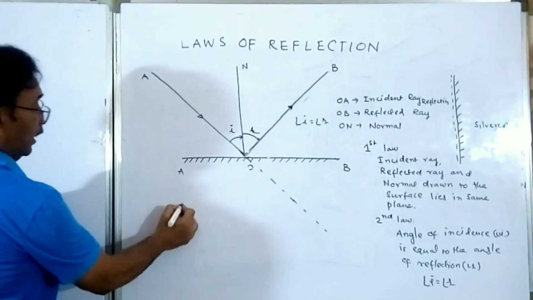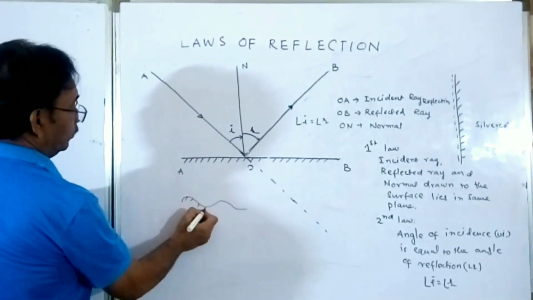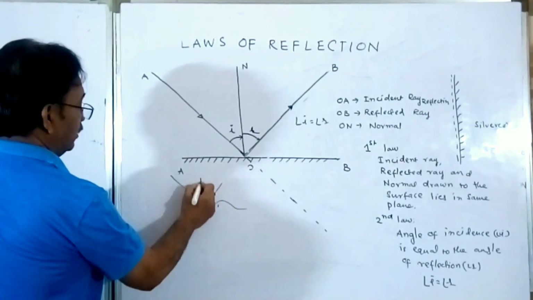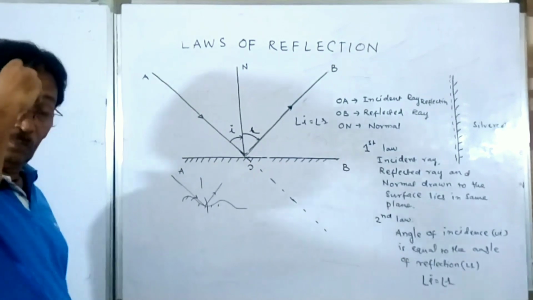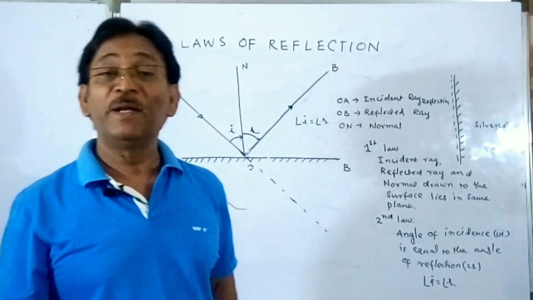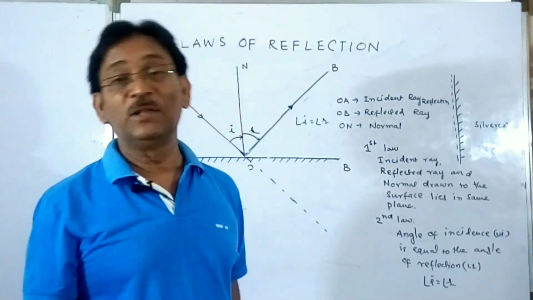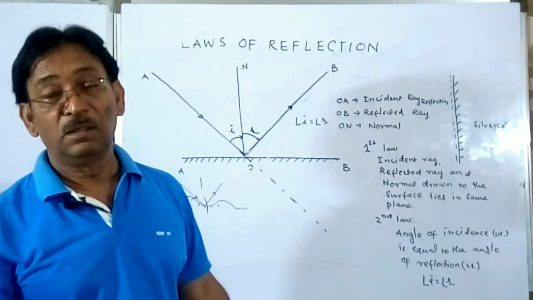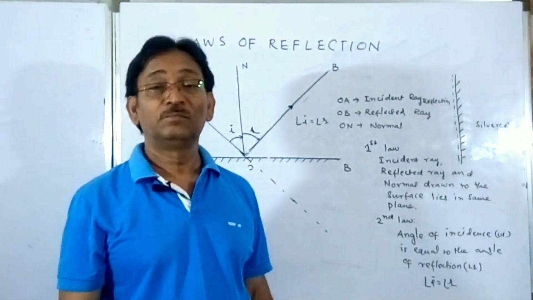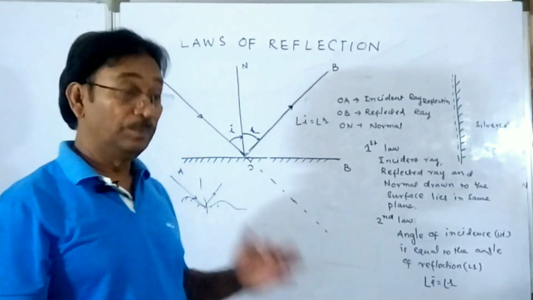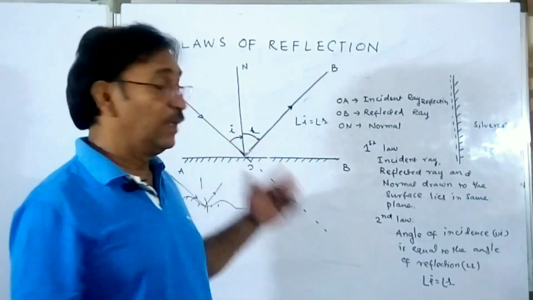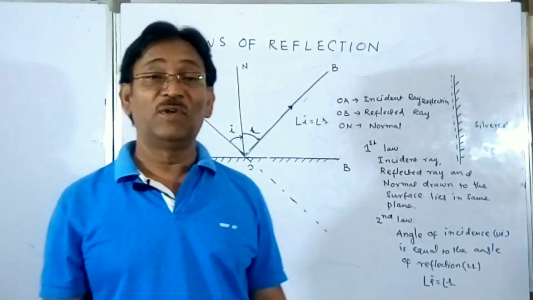But if you take an irregular surface like this, even though it is an irregular surface, the angle of incidence is equal to the angle of reflection. It happens because if you compare the size of the atom with the wavelength of the light, the wavelength of the light is in the order of the size of the atom. That's why even though the surface is irregular, the angle of incidence equals the angle of reflection.